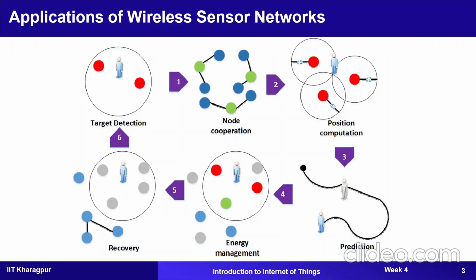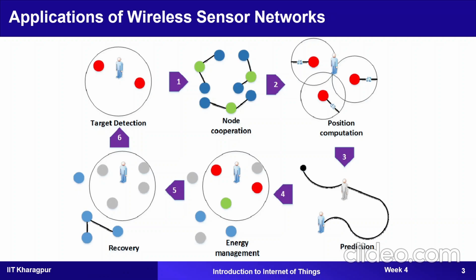So first of all, in order to track the target, there should be some node cooperation. After that, the nodes which are active detect the presence of a target, and the beacon nodes which are present predict the possible movement of the target, and the tracker follows that path only. Since all the nodes are not active at a particular time, energy management is done, and if an active node's energy goes down, we shut down that node, and other nodes which are in sleep mode detect the movement of the target. So this phase is the recovery phase.